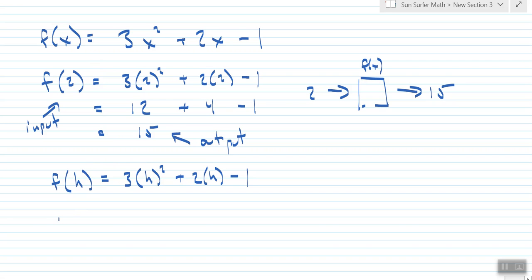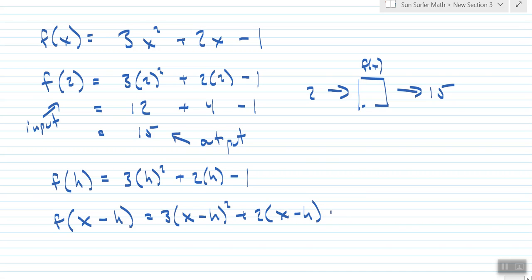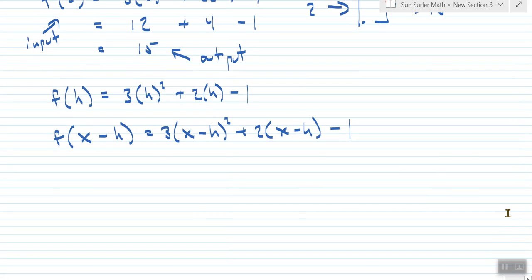So that is simply a new algebraic expression, but it's in terms of h now because we replaced the x with an h. Well, we can make it a little bit more fun if we replace it with something like x minus h. So what we would do is take out the x, put in an x minus h, square it, plus 2 times x minus h, and then minus 1. Well, what we're going to want to do now is to simplify this.